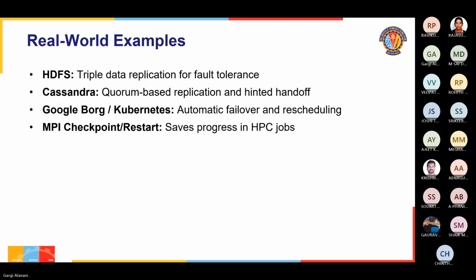With this, we can conclude that redundancy and recovery mechanisms are essential and very important building blocks for any reliable distributed system. Is this clear?